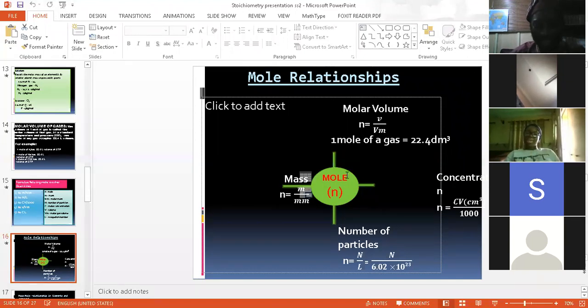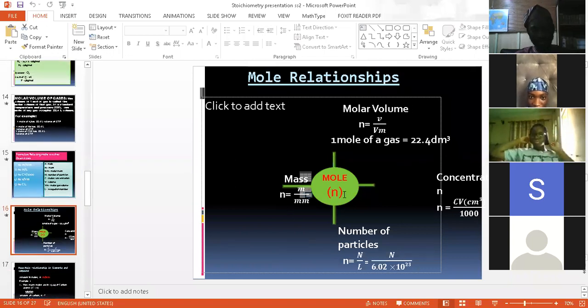As you can see, can we all see the relationship of mole with different parameters? Mole mass relationship, the relationship between mole and number of particles. The relationship between mole and concentration of the substance in solution, and the fourth one is molar volume, the relationship between mole and the molar gas volume. So you're going to be looking at each of them one after the other. We're looking at the first one, mass mole relationship.